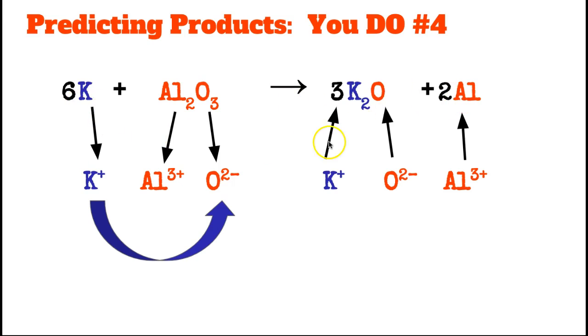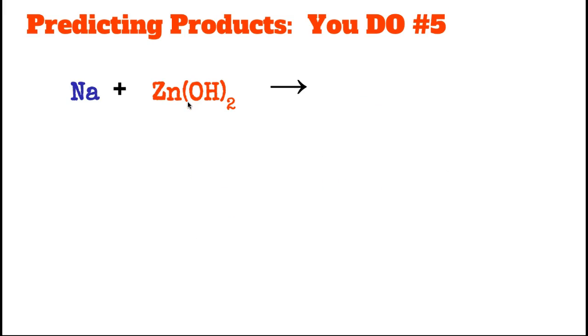We have 6 potassiums on both sides, right? 6 times 1 is 6. 3 times 2 is 6, so 6 potassiums. We have 3 oxygens. 3 times 1 is 3. And we have 3 oxygens over here. And then 2 aluminums. 2 times 1 aluminum, and then 2 aluminums over here. So it's balanced. Let's try the next problem.